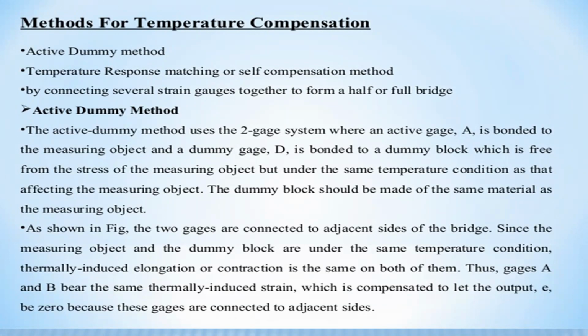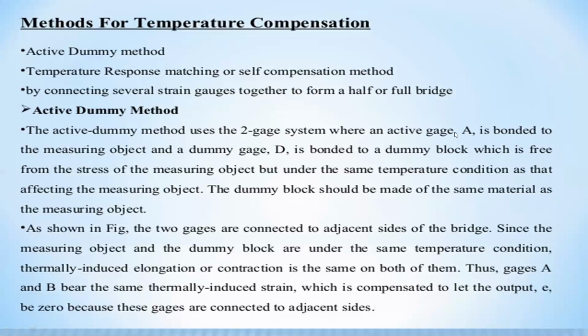That is the active dummy method, the temperature response matching or self-compensation method, and several strain gauges connected together to form a half or full bridge circuit. The active dummy method uses the two gauge system. That means two strain gauges are used. In this, the active gauge A is bonded to the measuring object and the dummy gauge D is bonded to a dummy block. So we are taking two strain gauges, one is A and another one is D.